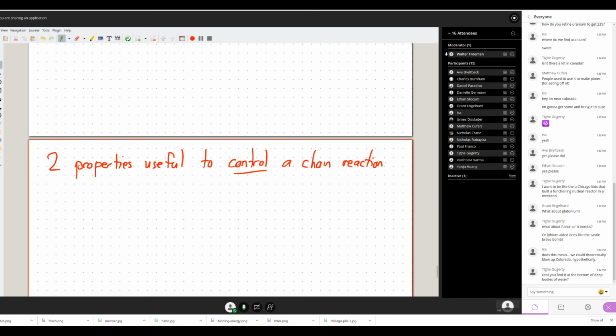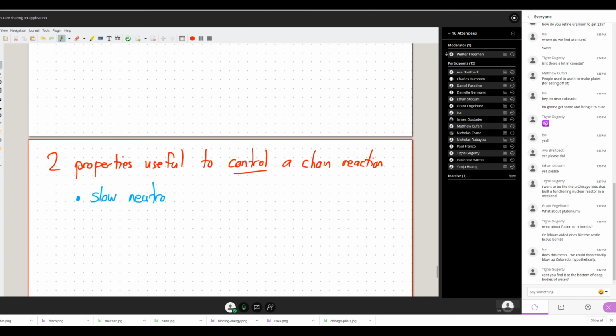One of the things I'll say about a nuclear bomb is that the time it takes from one fission to produce neutrons to induce the next fission is nanoseconds. So the reaction grows exponentially extremely quickly. But if we're trying to control a chain reaction, I need two more properties.